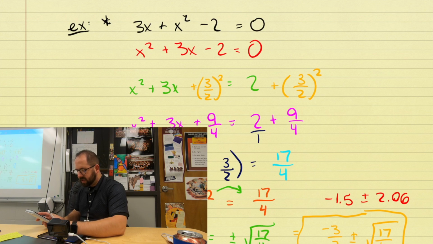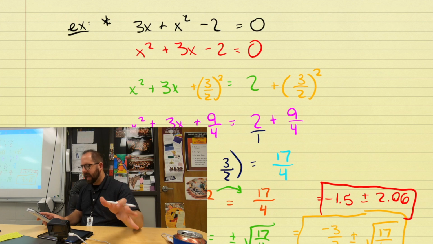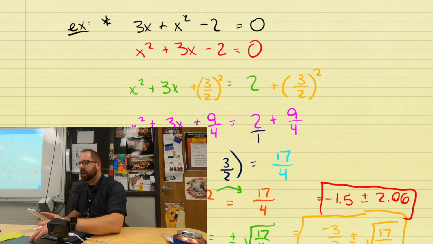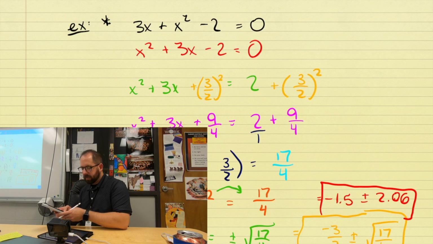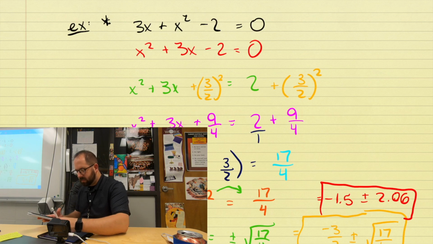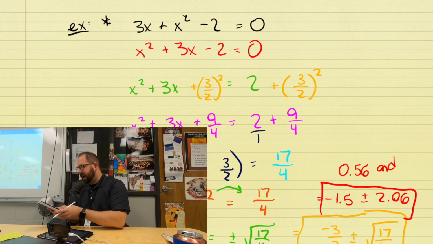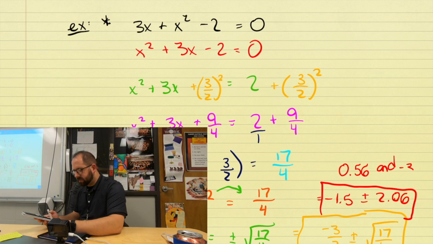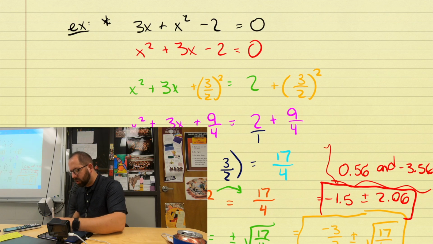So these are the numbers I'm going to be entering into Google when I type this in. Negative 1.5 plus 2.06, and then negative 1.5 minus 2.06. Negative 1.5 plus 2.06, what is that? That's 0.56. And negative 1.5 minus 2.06 is negative 3.56. Those are the numbers everyone was kind of waiting for. These are the Google form questions.